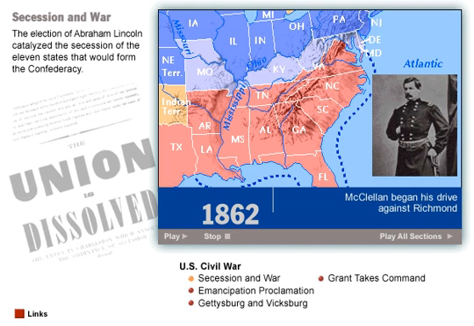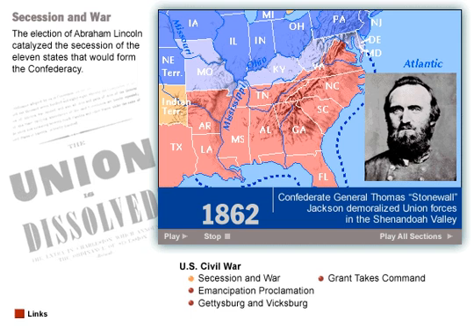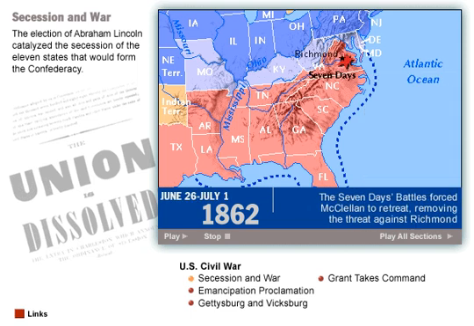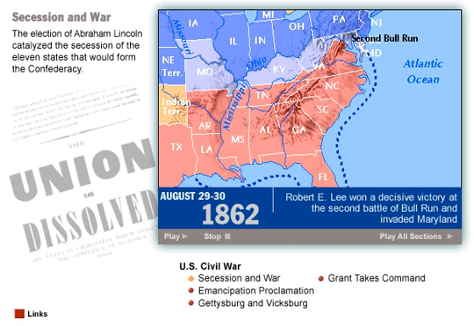massive army. But Robert E. Lee unleashed his dazzling corps commander, Thomas "Stonewall" Jackson, in a daring campaign in the Shenandoah Valley. Jackson demoralized Union forces and threatened Washington. In the 7 days' battles, Lee displayed his military genius, driving McClellan from the outskirts of Richmond. Then, Lee won a decisive victory at the Second Battle of Bull Run and invaded Maryland.